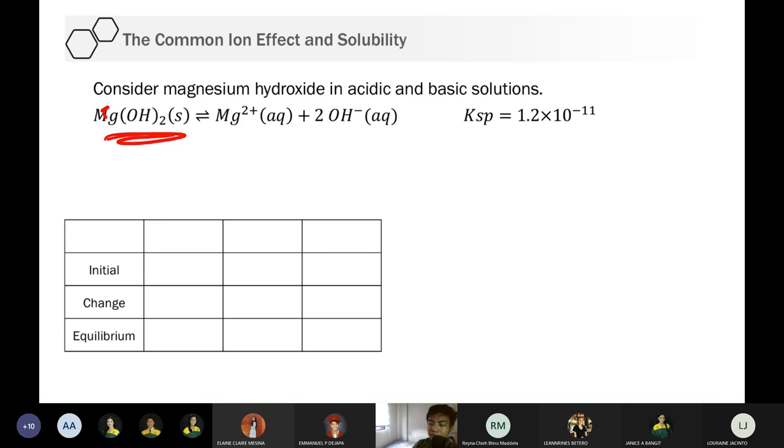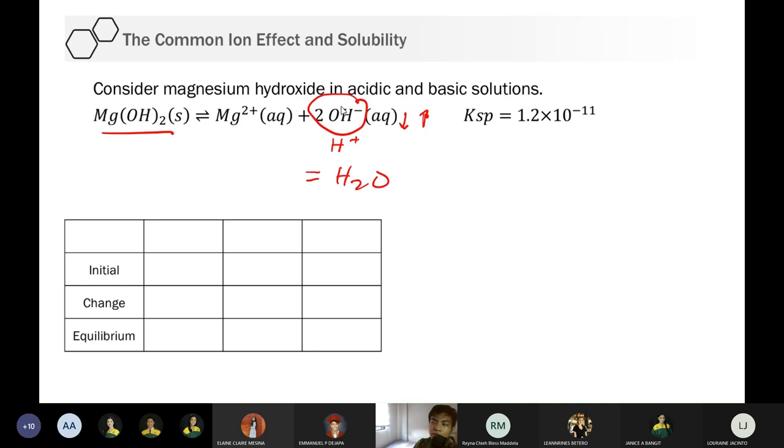Bakit? Kasi what happens in acidic solution is that yung ating OH na napoproduce from our salt, nababawasan yan. Bumababa yan. Okay. So, bumababa kasi yung concentration ng OH natin in acidic solution. Why? Because OH reacts with H plus to produce water.